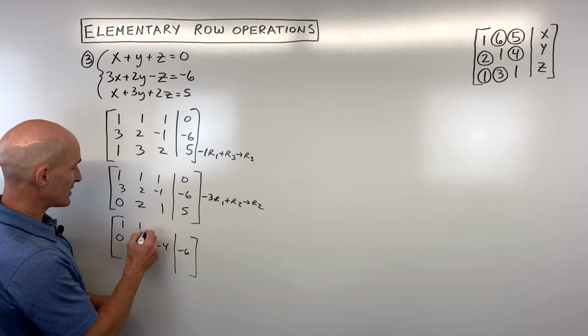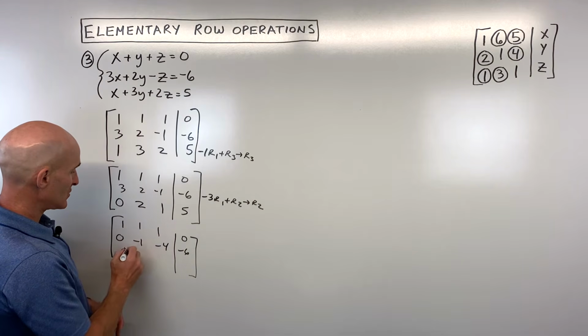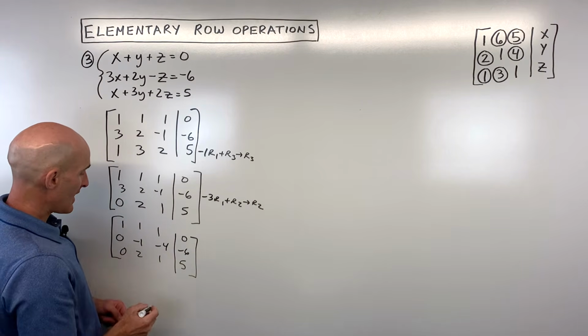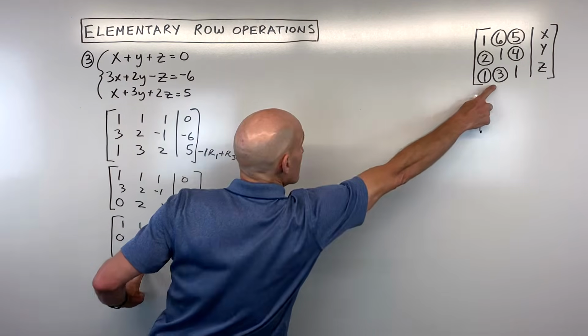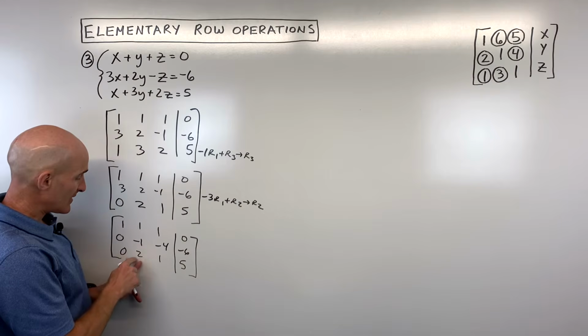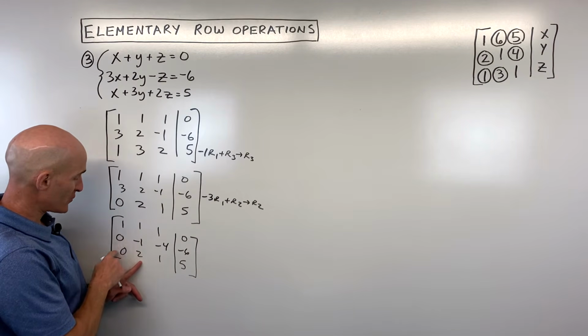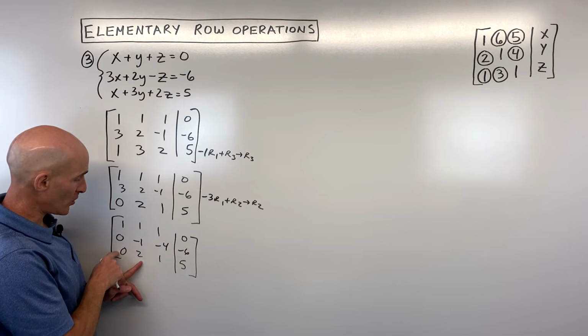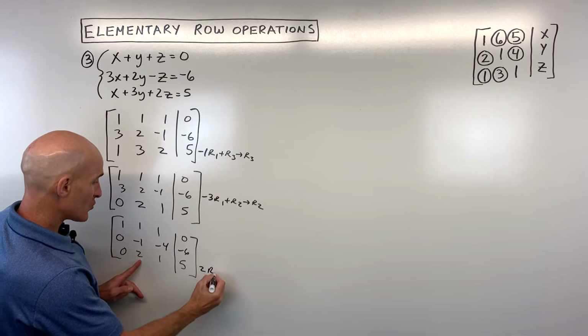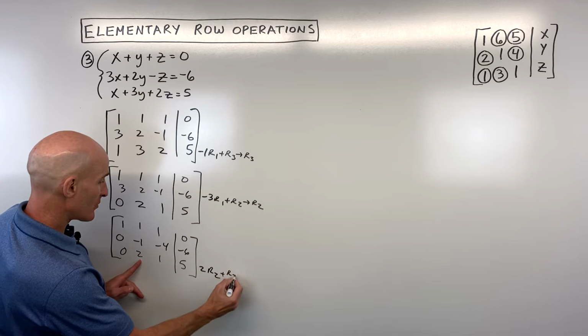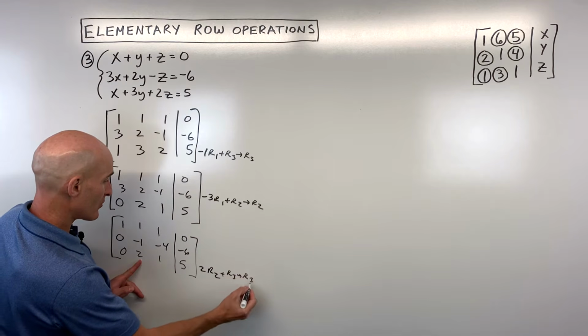And then the other rows stay the same, so we just copy those down. Now we want to get a 0 in this position, position number 3 here. So to do that, let's combine the second and third row. We don't want to do the first and third because we'll be undoing this 0 in the lower left. So let's do 2 times row 2 plus row 3, answer in row 3.